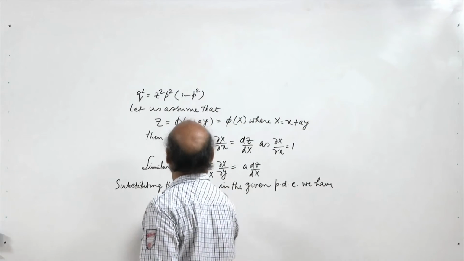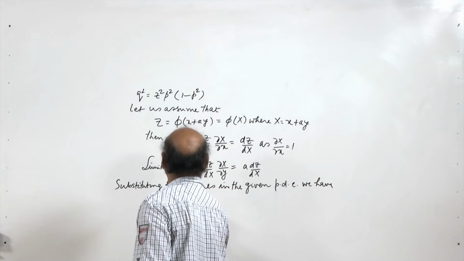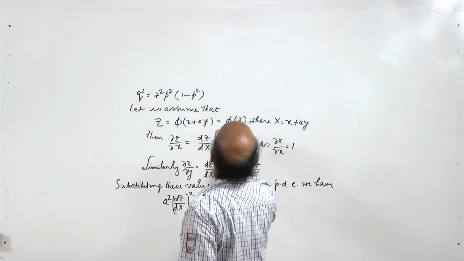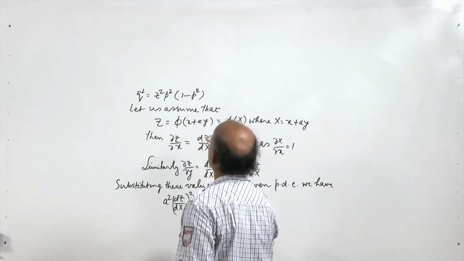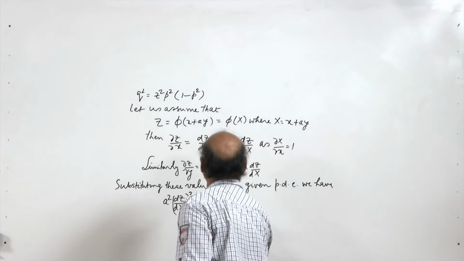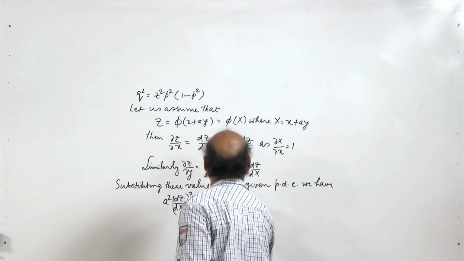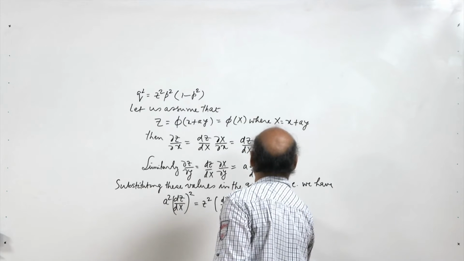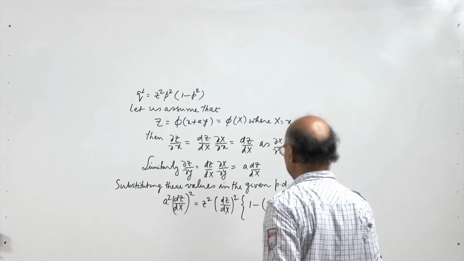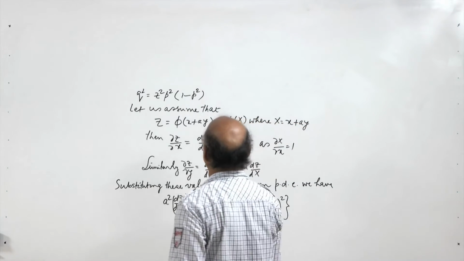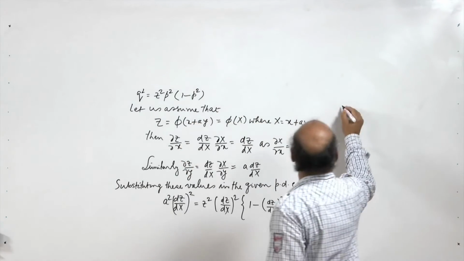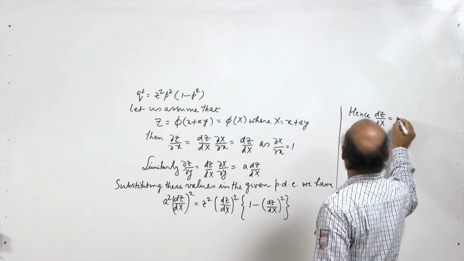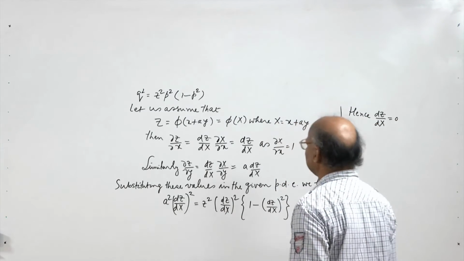q^2. This is q. q^2 means a^2 (dz/dX)^2 equal to z^2, z is z, so z^2, and p^2. p is dz/dX whole squared, and then (1 - (dz/dX)^2). Okay, so we can see that dz/dX = 0 satisfies this equation.